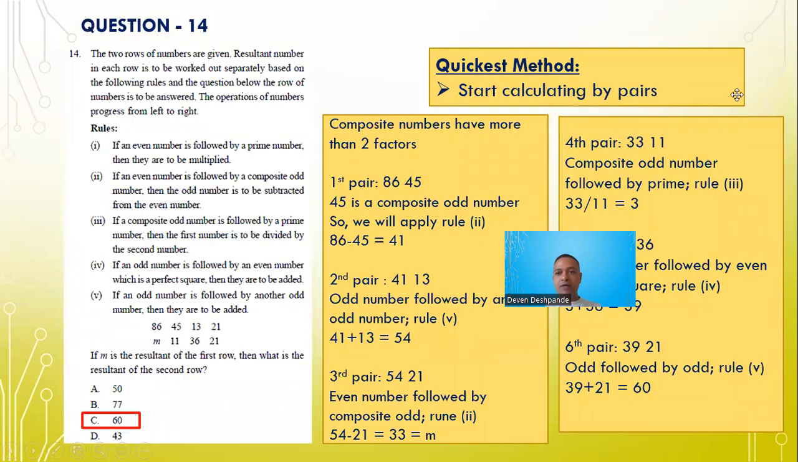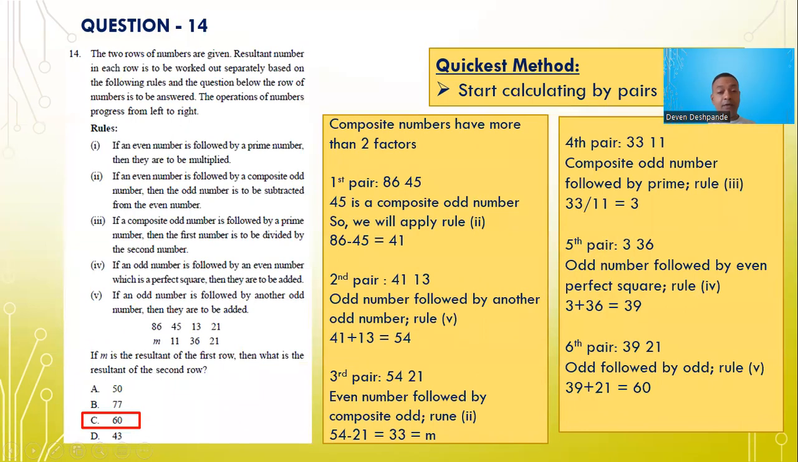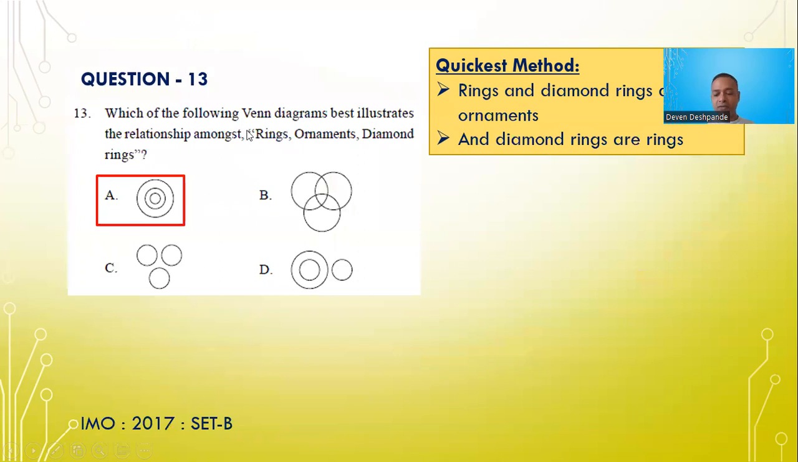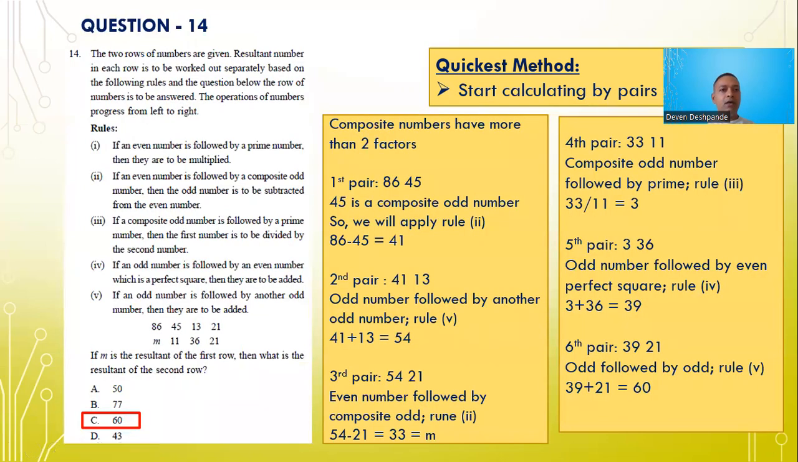Okay, question number 14. Again, a big question. So if you start solving this question and find it is taking time, just mark this question and you can solve the easier questions, such as question number 13, which is an easier question. Okay, question 14. The two rows of numbers are given. The resultant number in each row is to be worked out separately based on the following rules, and the questions below the row of numbers are to be answered. The operation on numbers progresses from left to right.